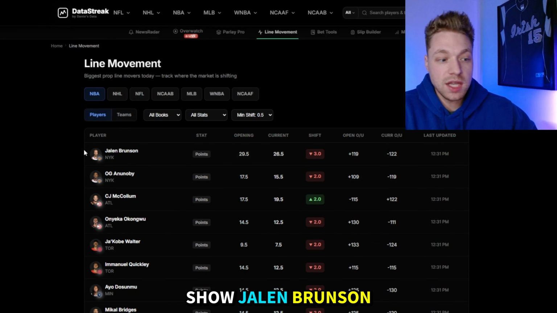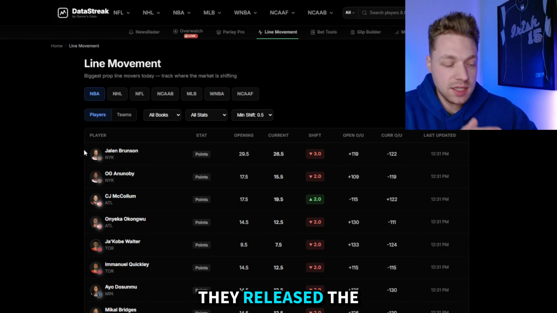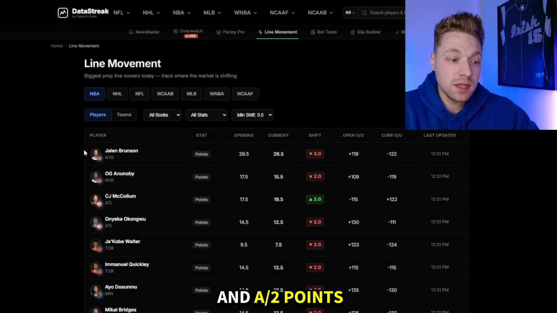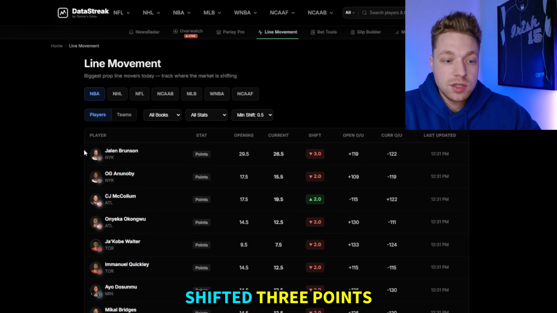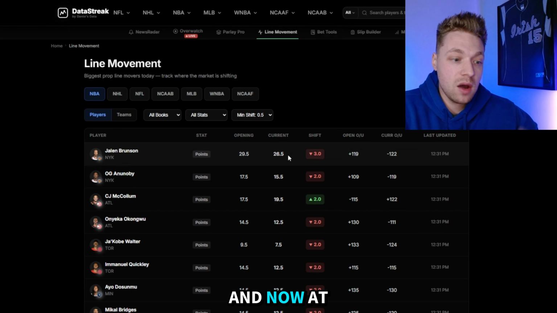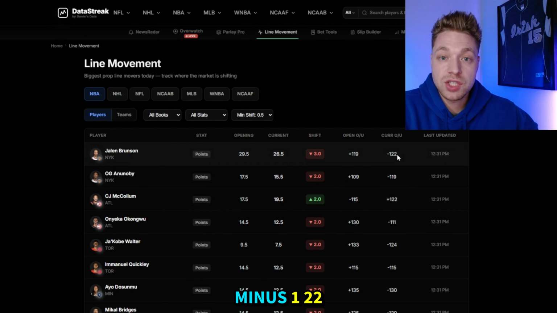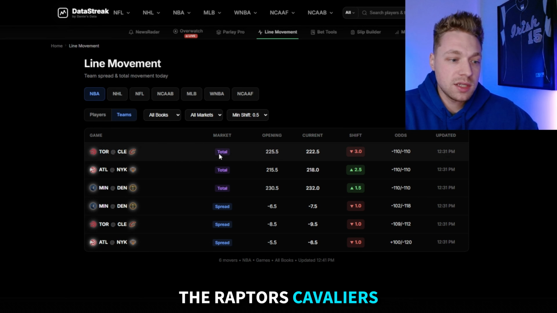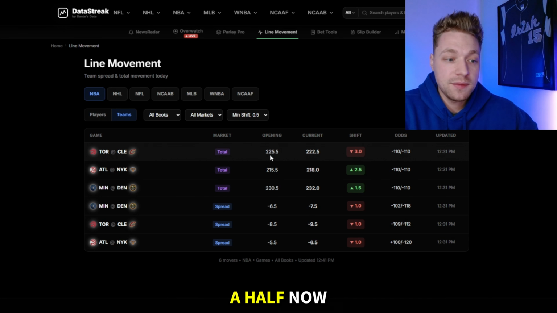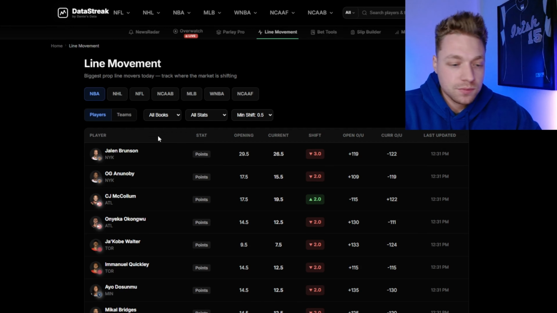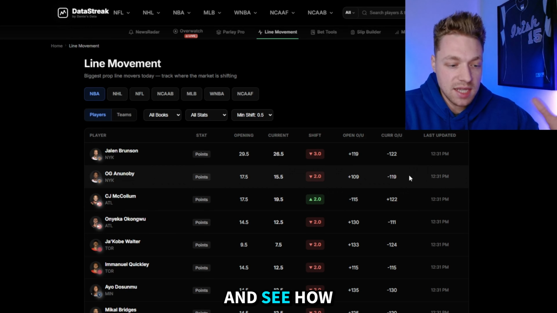This will show Jalen Brunson, his points line opened up when they released the line at 29.5 points, and now it's currently at 26.5 points. That was the biggest shift on the board, shifted 3 points. You can see it opened at plus 119 odds, and now at the line, 26.5, it is at minus 122 odds. If we hop over here to teams, we can see the Raptors Cavaliers line opened at 225.5. Now it is currently down to 222.5. So lines are always moving. These update throughout the day. So you can come in here throughout the day and see how they shift.